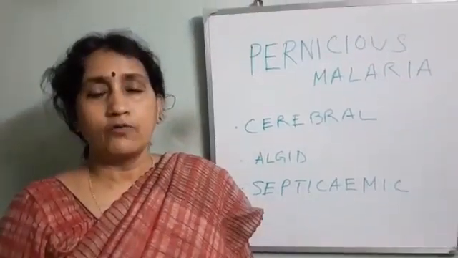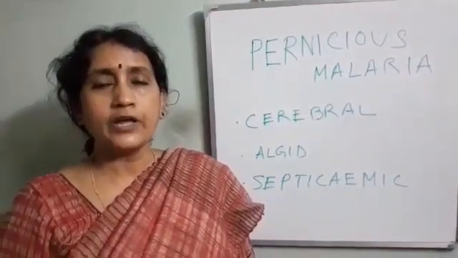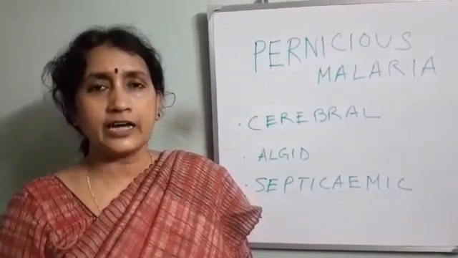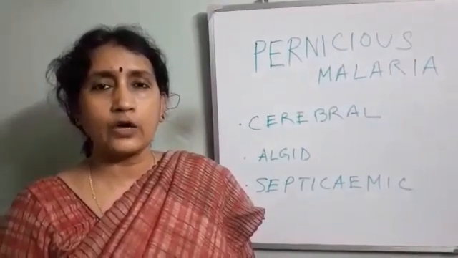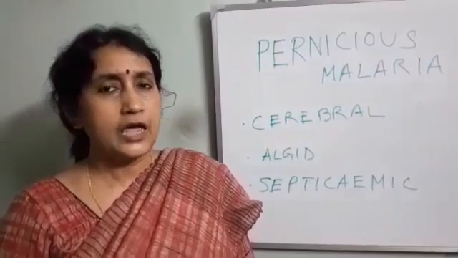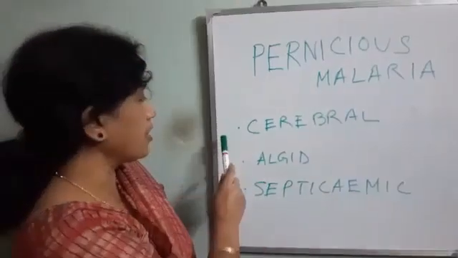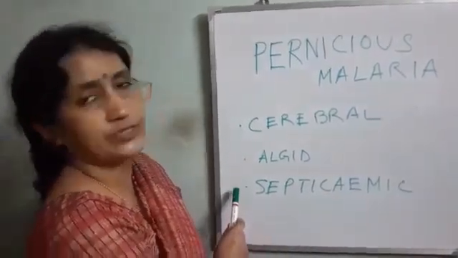Pernicious malaria, what is it? It is a complex of life-threatening conditions that may supervene in a case of acute falciparum malaria. It is of three types: cerebral, algid and septicemic.